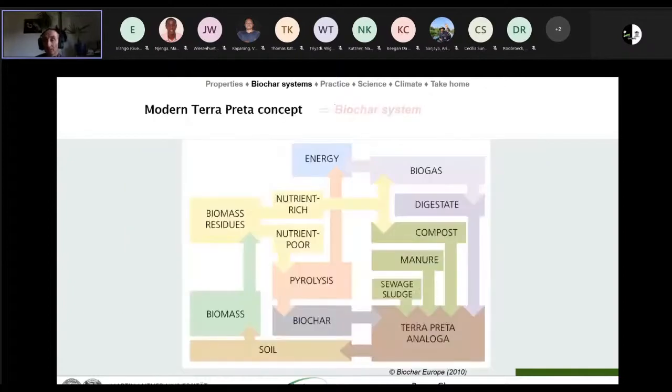Next slide, please. If we translate this old system to a modern biochar concept, rather than a soil or biochar system, it is more about closing nutrient cycles, which is also important in Africa. You can see here a modern system. So we have biomass residues, which we divide into nutrient-rich ones and nutrient-poor ones. And my suggestion is that only from the nutrient-poor ones, that means not manure, only woody stuff, we generate biochar through pyrolysis, for instance, but there are also other technologies available.